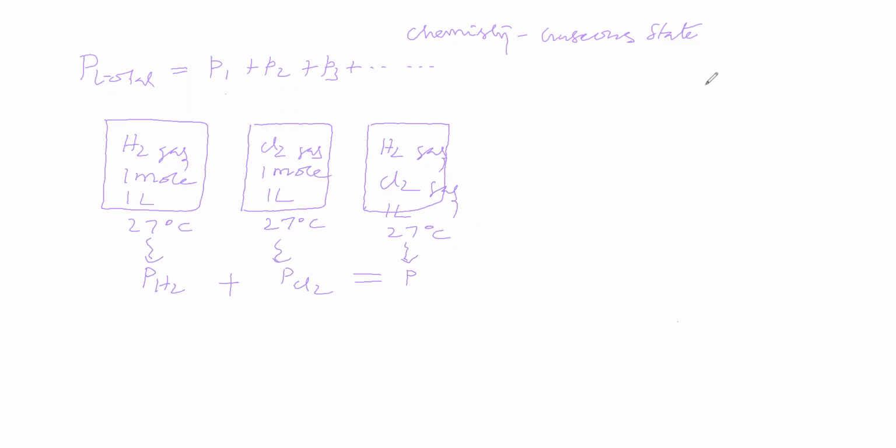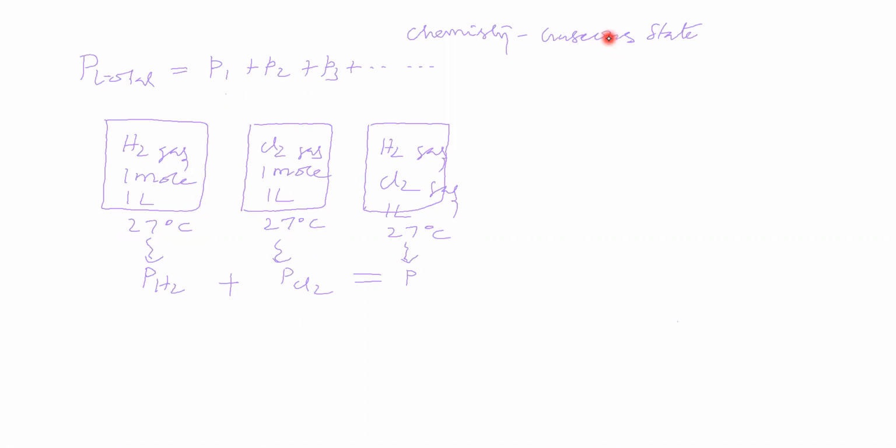Now see what you have taken in this vessel. Hydrogen gas, 1 mole, volume 1 liter, temperature 27 degrees Celsius. At this condition, hydrogen gas is exerting pressure. That pressure is called the pressure of hydrogen gas. Here also Cl2 is exerting pressure. That is called the pressure of Cl2 gas. Let us transfer all the hydrogen molecules into this vessel. Then let us transfer all the Cl2 molecules into this vessel.